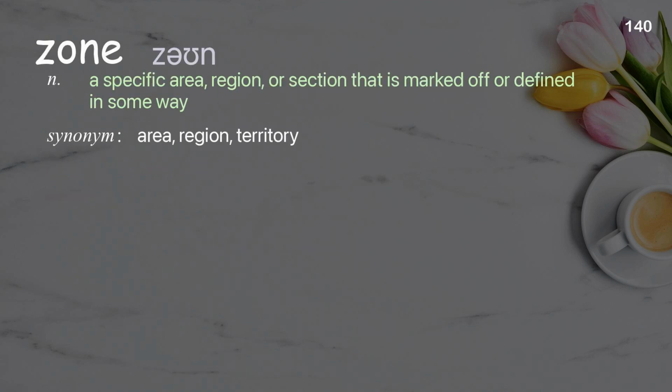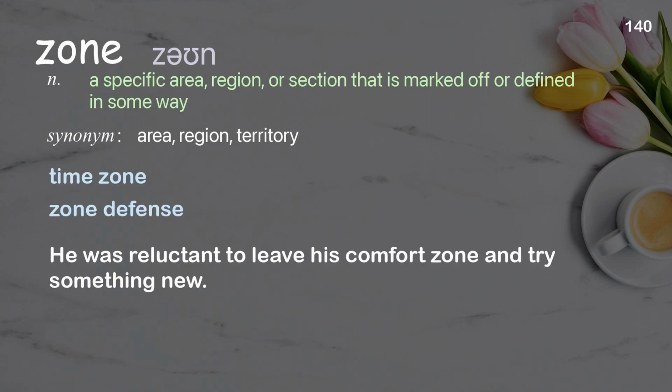Zone. A specific area, region, or section that is marked off or defined in some way. Examples: Time zone, zone defense. He was reluctant to leave his comfort zone and try something new.